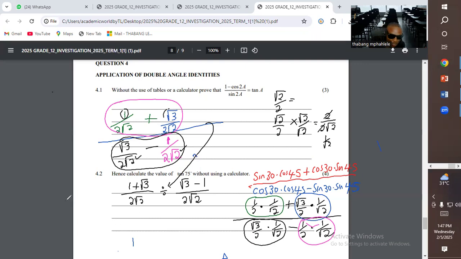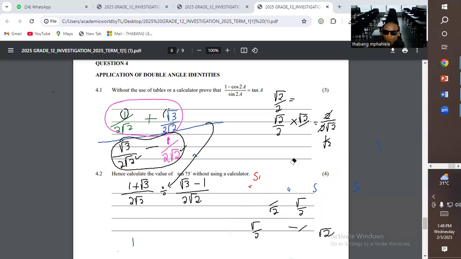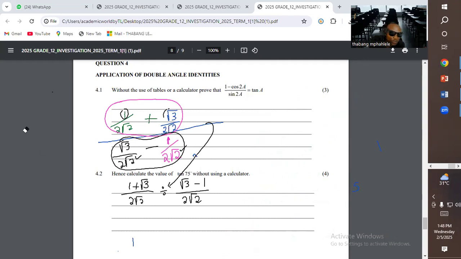Now, as we continue, let me erase. Now I'm going to have 1 plus root 3 over 2 root 2. I'm going to change this division into multiplication. But as long as I'm changing the division into multiplication, I have to invert this fraction. So I'm going to say 2 over root 2. The denominator becomes the numerator, 2 over root 2. The numerator becomes the denominator, square root of 3 minus 1.